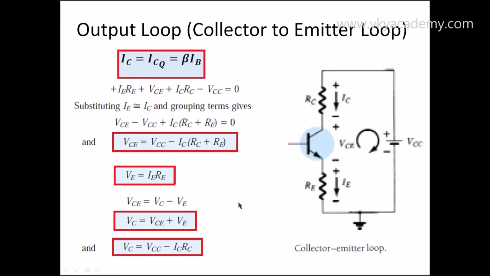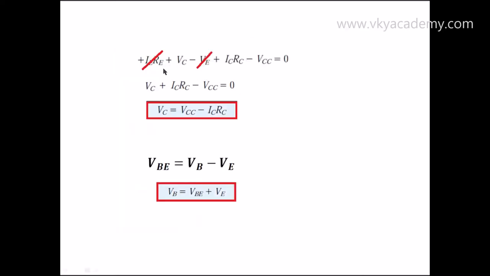Now VE will be equal to IE into RE, because the amount of current flowing in the RE resistance is IE and the resistance is RE. So VE will be equal to IE into RE. From this we can calculate the VC voltage also. As we know, VCE is equal to VC minus VE. So VC will be equal to VCE plus VE. Now VC can also be calculated as VCC minus IC RC. From the output loop equation, we have IE RE plus VC minus VE plus IC RC minus VCC. Now VE is the same as IE RE, so plus VE and minus VE get cancelled out. We have VC equal to VCC minus IC RC.